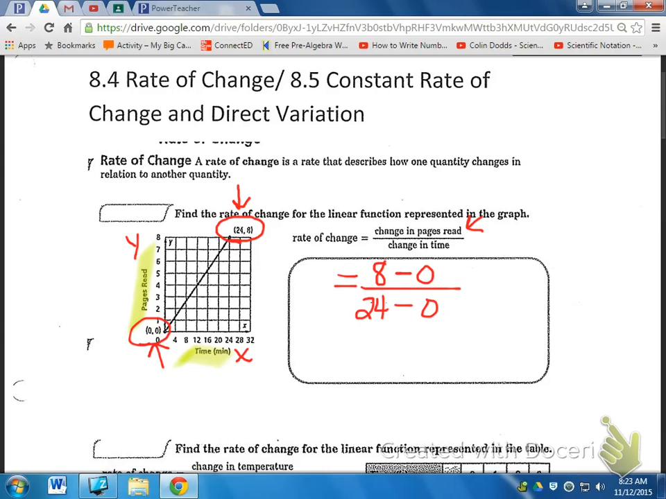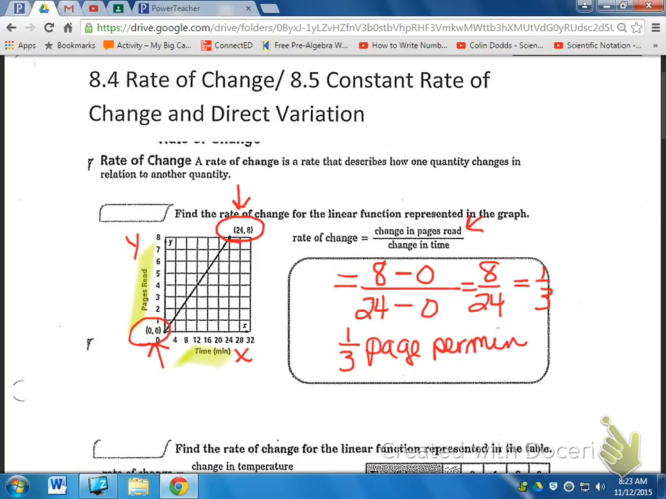So when you do this, 8 over 24, does that reduce? Yes. It reduces to what? 1/3. So the rate of change for this particular person would be this: 1/3 page per minute. Okay, this person read 1/3 page per minute. We're figuring out their rate.